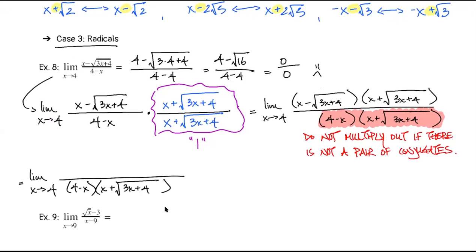Because I'm not multiplying out the bottom, I'm just going to write that again. Now we're going to multiply out the numerator though. The numerator is where we have a pair of conjugates. That's what I'm going to multiply. Green, because we're good to go to multiply.